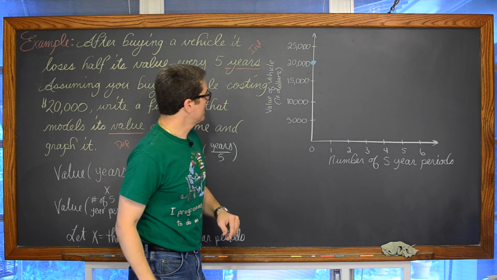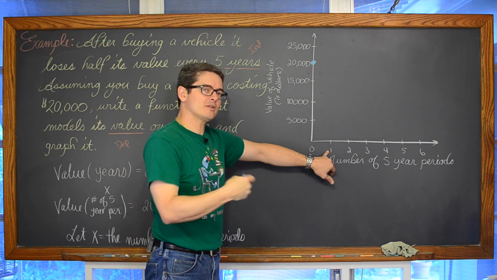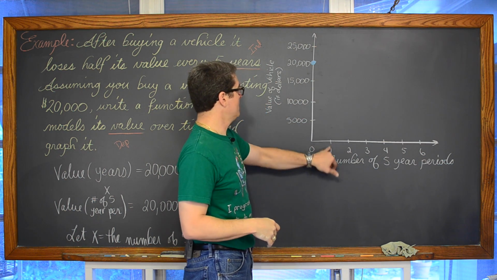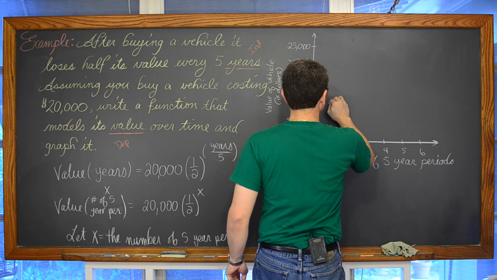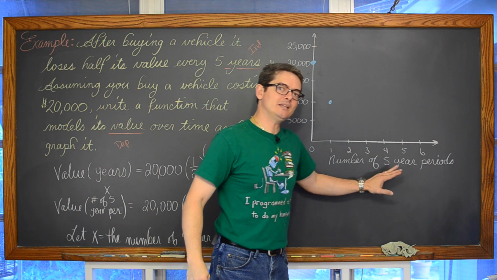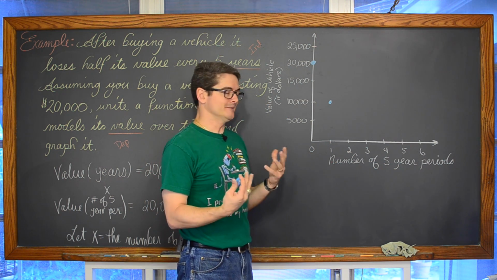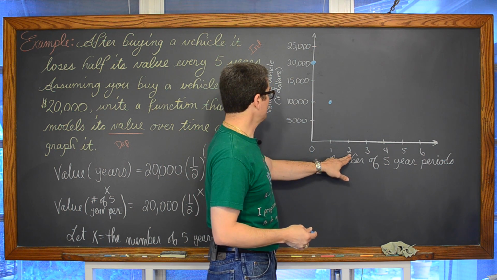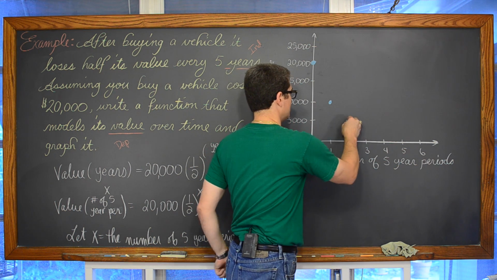That's when you purchased it. At 1 year of ownership, or not, excuse me, 1 5-year period, that's actually 5 years of ownership. 1 5-year period later, we had a value of $10,000. And we do need to write that this is the number of 5-year periods, not years, right? Because I just said that that would be a 1-year period, and it's not. So we have 2 after 2 5-year periods. Then half of 10,000 is going to be 5,000.